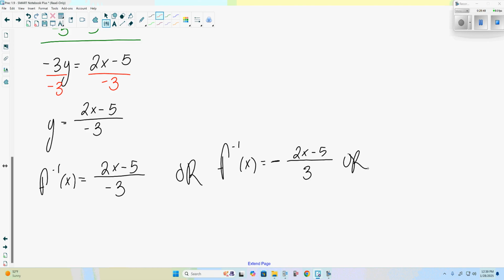Now, we don't necessarily have to leave that negative in the bottom of the fraction. We can pull it and put it out front. Say that we have negative 2x minus 5 over 3. Or we can distribute it across the top, which means we still have a positive 3 on bottom, but our 2x on top is going to become negative, and the 5 is going to be positive. So there is more than one way to write this.